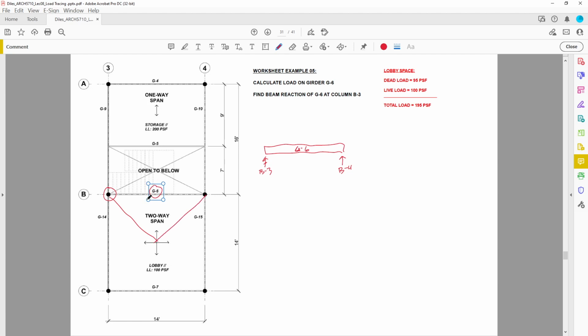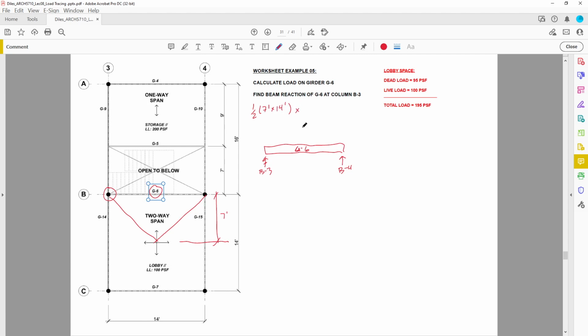All right, so how do we figure out what that is? Well, it's the area under the load. The area under the load is going to be a triangle, right? The height of the triangle is going to be 7 feet, and the base of the triangle is this full width, which is 14 feet. The area of a triangle is 1/2 the base times the height. So 1/2 times 7 times 14 feet here, right?